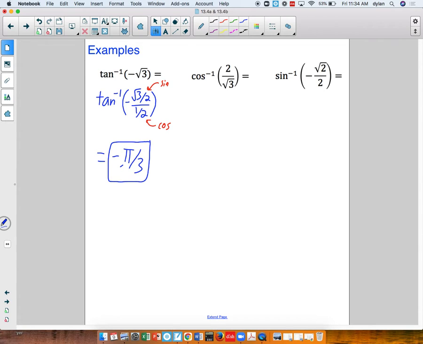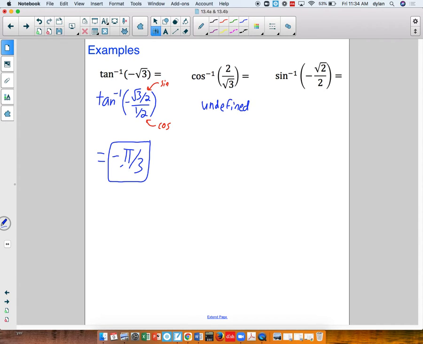The inverse cosine of 2 over root 3, that's actually not possible because root 3 is smaller than 2. So when we divide 2 by root 3, we get a number bigger than 1. But inverse cosine has a domain between negative 1 and positive 1. So this would actually be undefined.